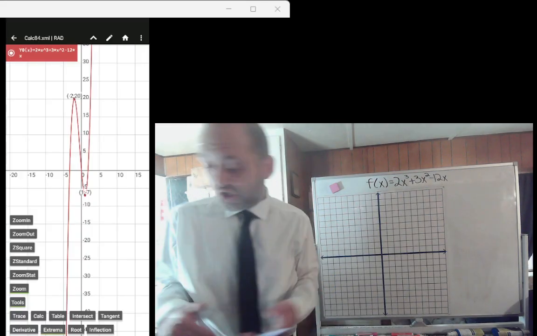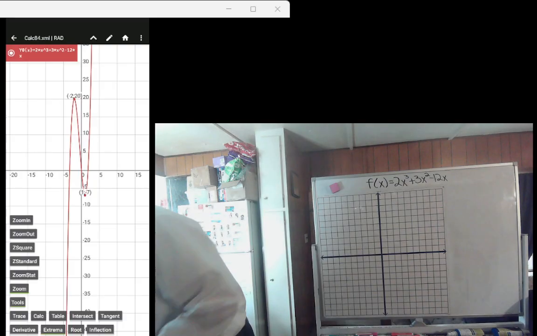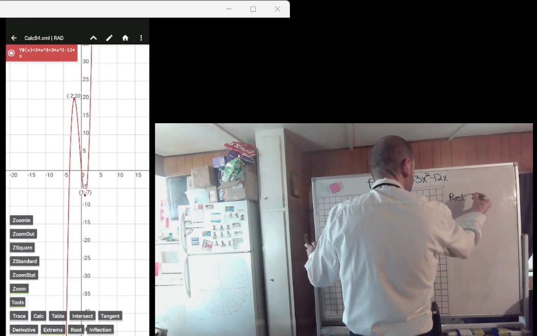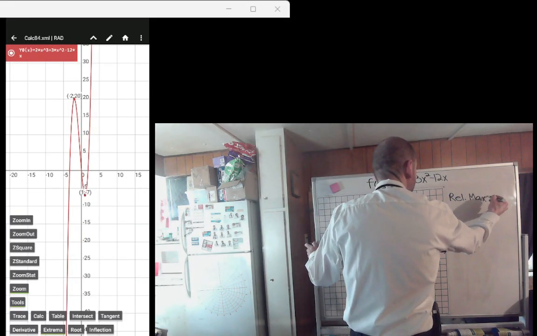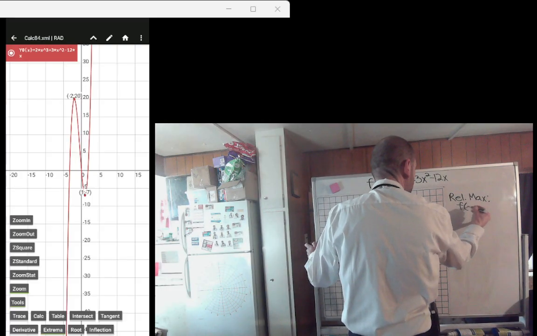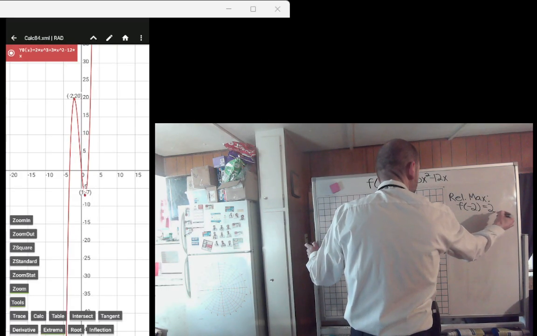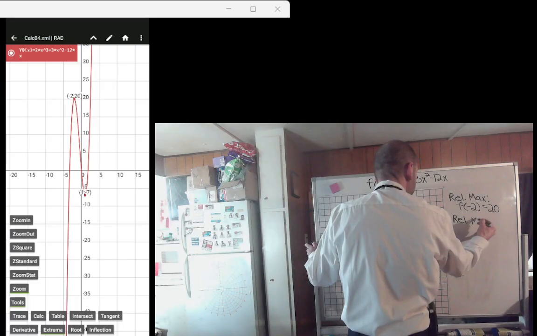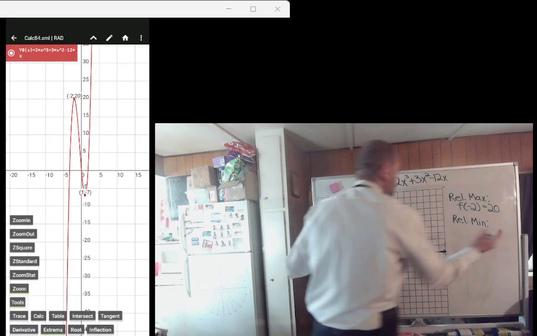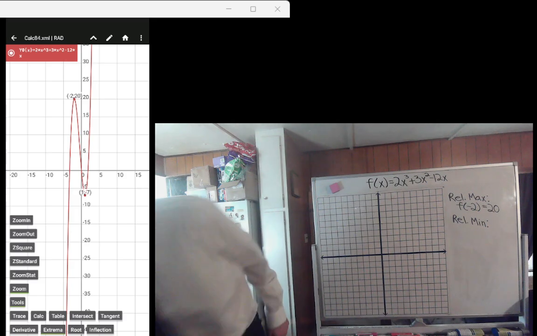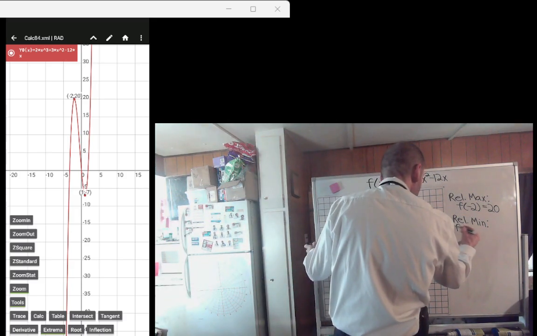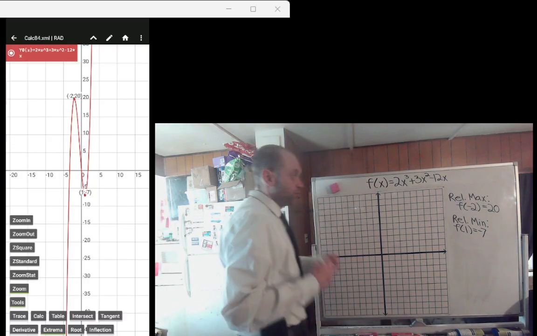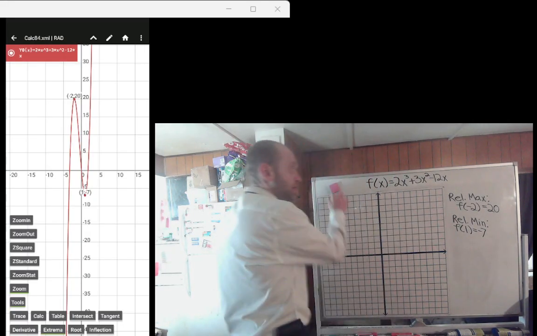So at the extrema button there, you'll have a relative maximum this time at f of -2 equals 20, but you also have a relative min. That's going to be at f of 1 equals -7. So you have both a relative max and a relative min in this case.